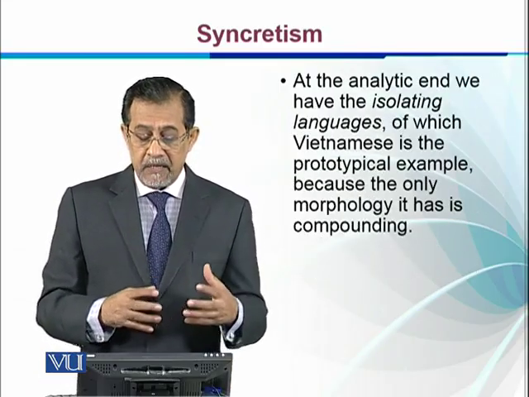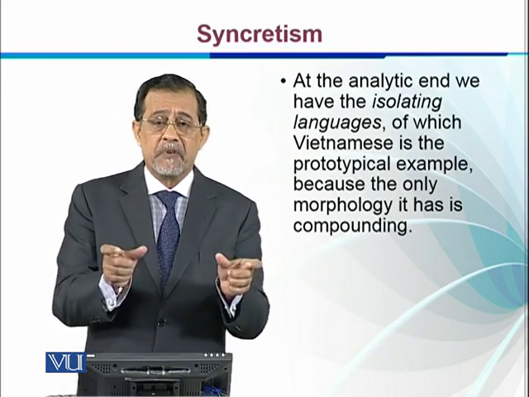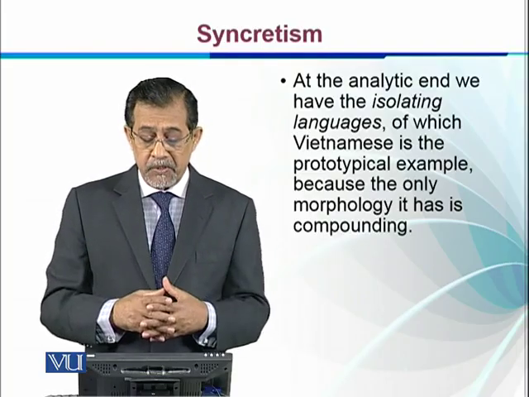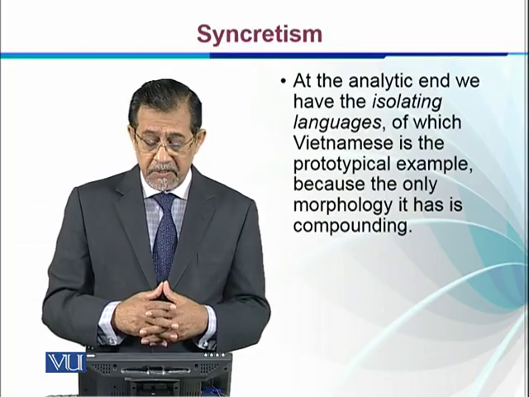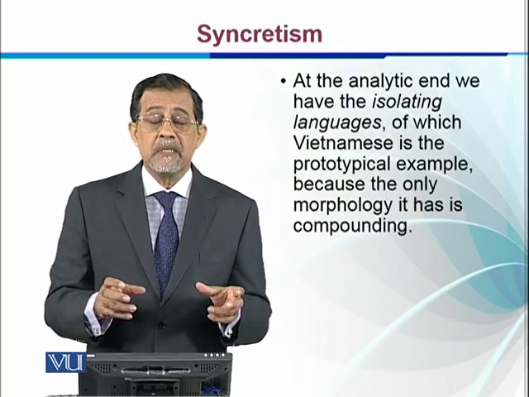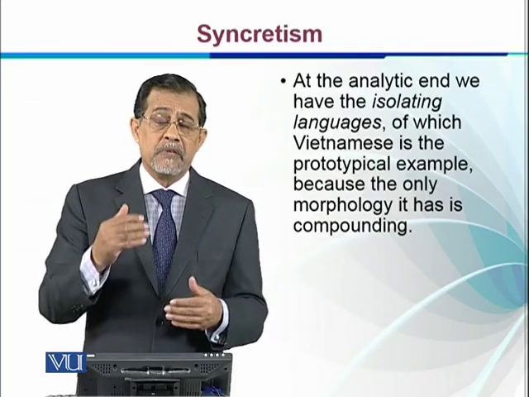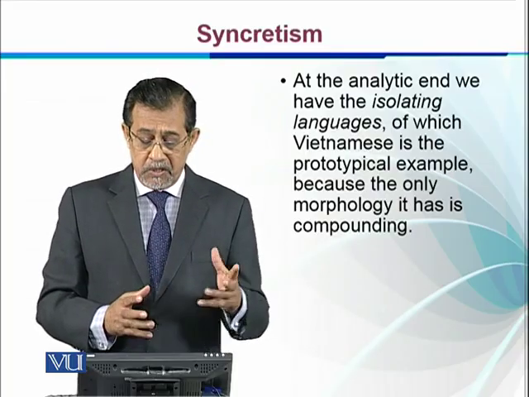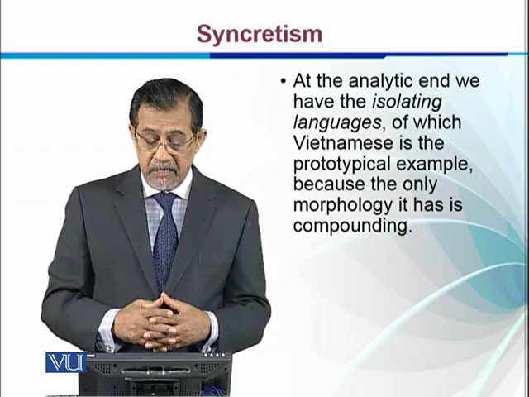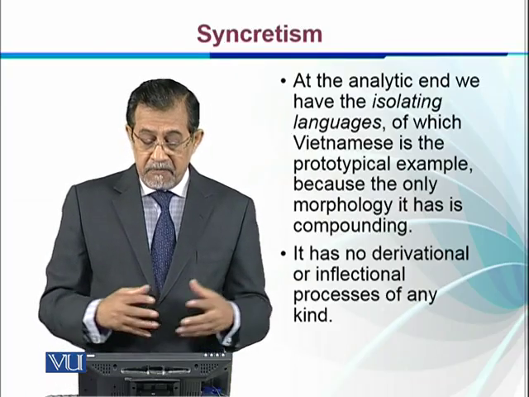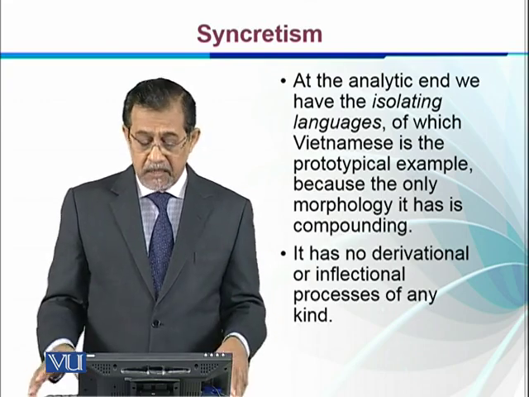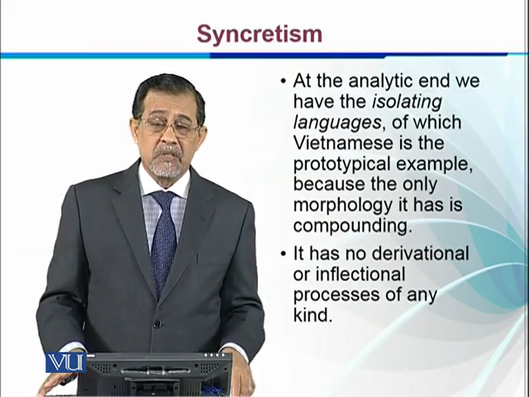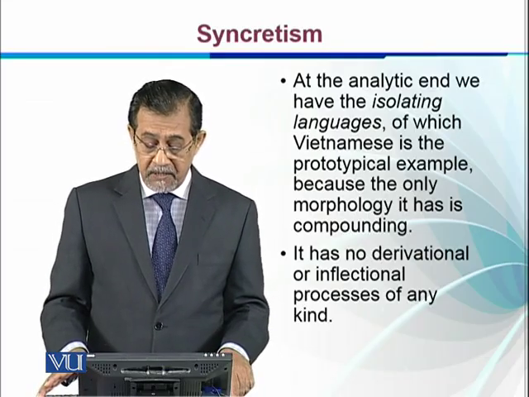At the analytic end, we have the isolating languages in which different components are isolated. For example, Vietnamese is the prototypical example of an isolating language because the only morphology it has is compounding. There are no suffixes. With the tones, we give different meanings, we make different changes in the words. So this is an example of an isolating language. It has no derivational process of any kind. Right? We have already discussed the Vietnamese language.